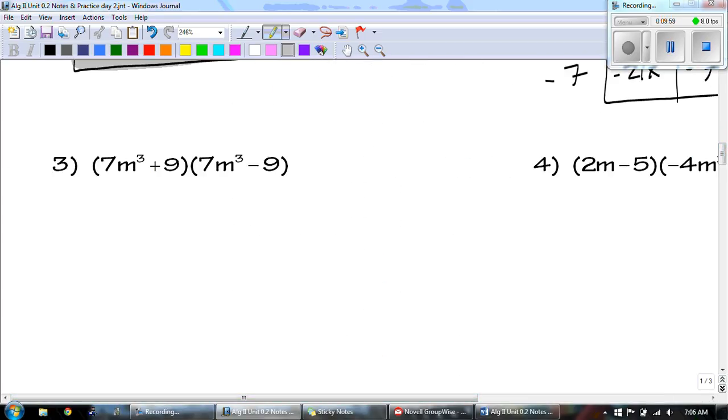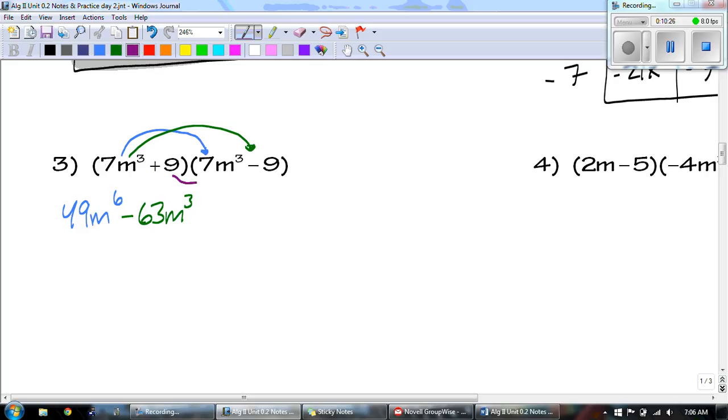Number 3. All right, so once again, we're going to do distribution. So I take my first term times the first term. 7 times 7 is 49, and then I add the exponents. 7 times negative 9 would be negative 63 m cubed.